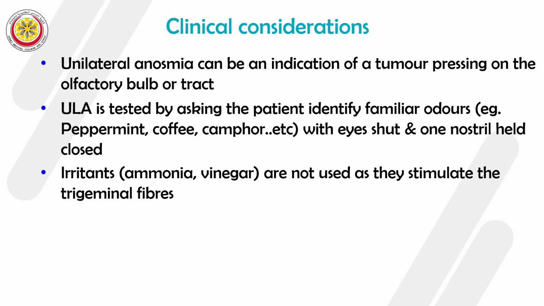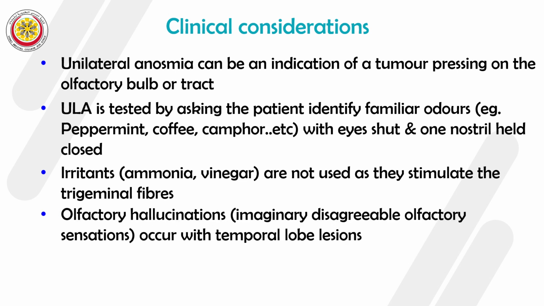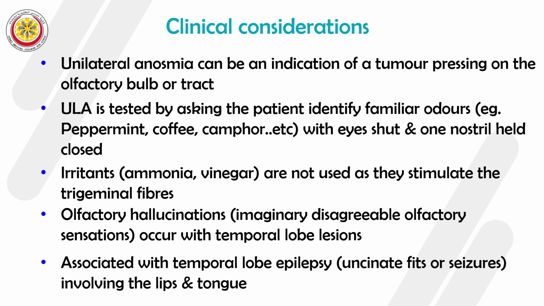How do we test for anosmia? We ask the patient to close their eyes and we let them smell something and tell us what it is. But it has to be common odors, something usual, like beans, coffee or camphor. Don't use a stimulant or irritant, because it will be detected by the trigeminal nerve rather than the olfactory part and will cause irritation.